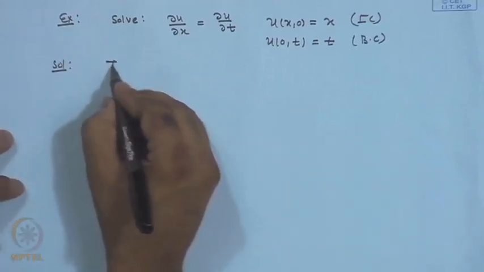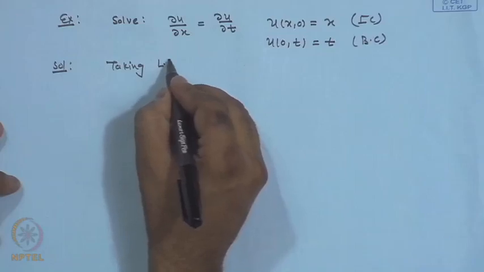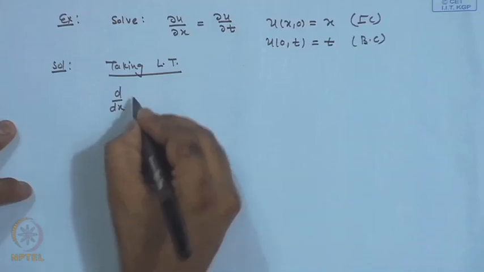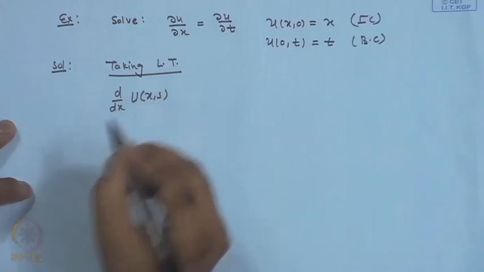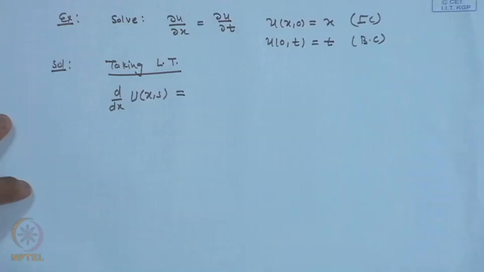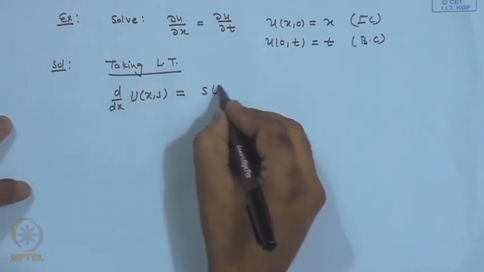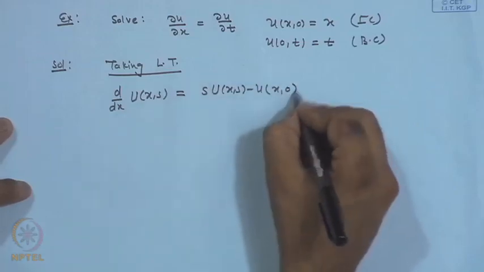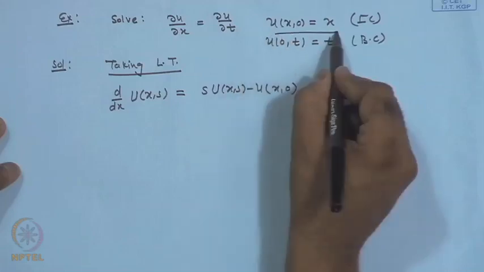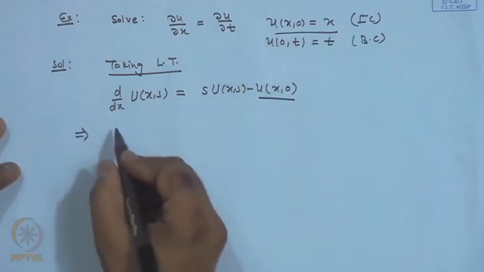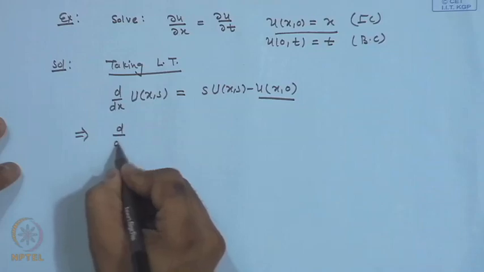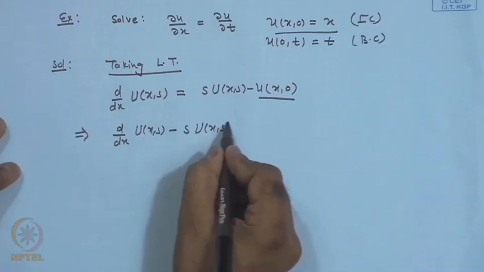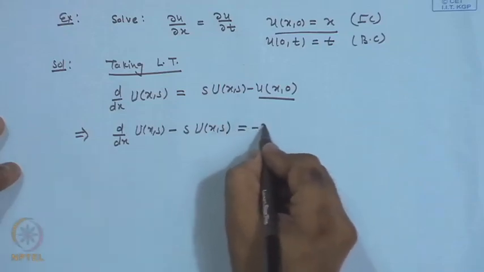So we take the Laplace transform on both sides. What we get here is d over dx of the Laplace transform of u, which we can denote by U(x,s), and on the right we have the derivative theorem: s U(x,s) minus u(x,0). This u(x,0) is given as x. So we have d over dx of U(x,s) minus s U(x,s) equal to minus x.